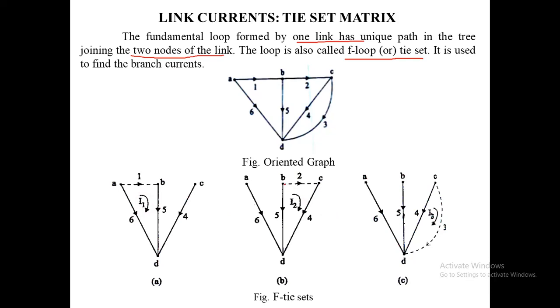Next we have to choose the second link, 2. Here we can create one closed loop. This is the second tie set. And next we can choose another closed path using this branch 3. This is another closed path. This is the next tie set. Here from this graph we can choose 3 tie sets. Using these tie sets we can find the branch currents.